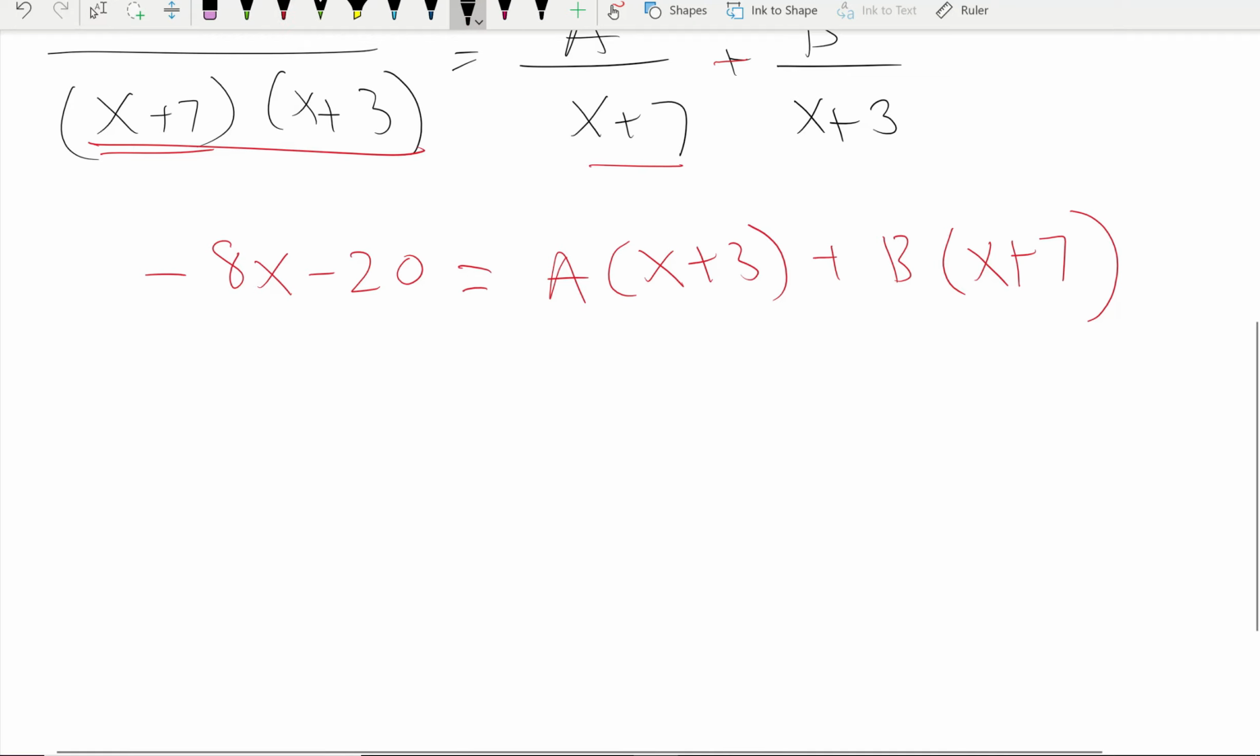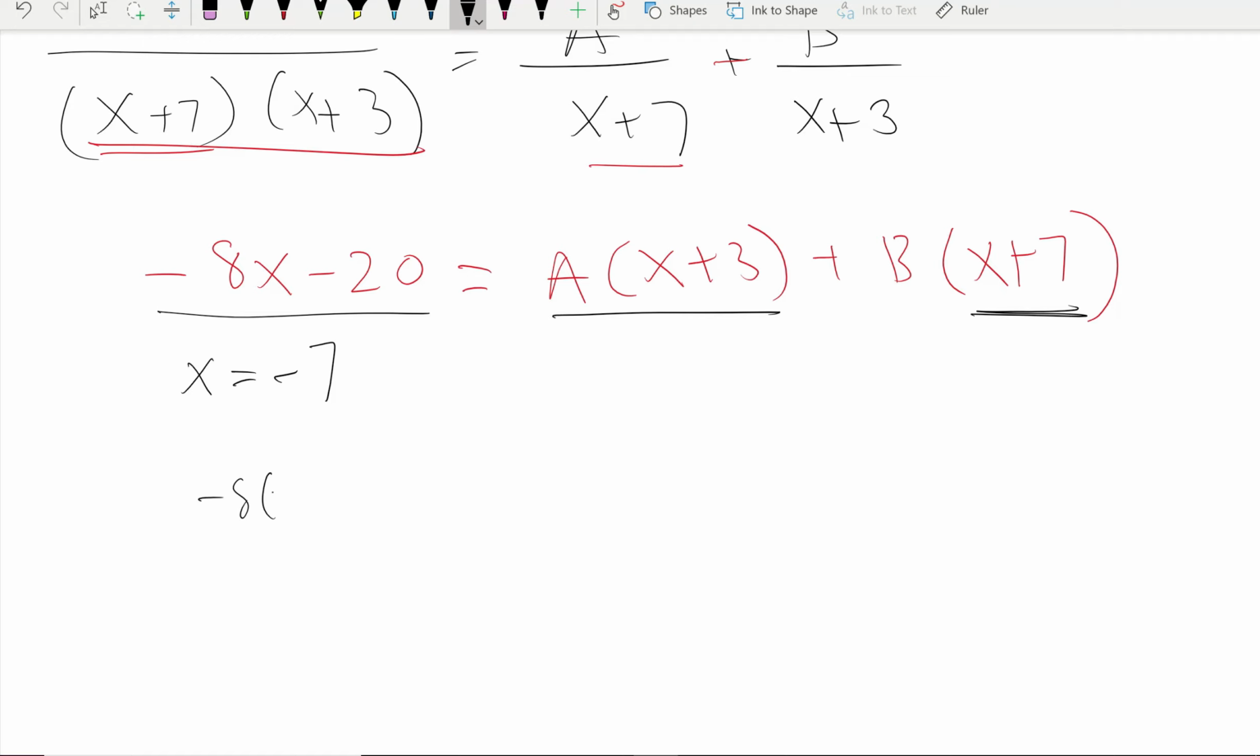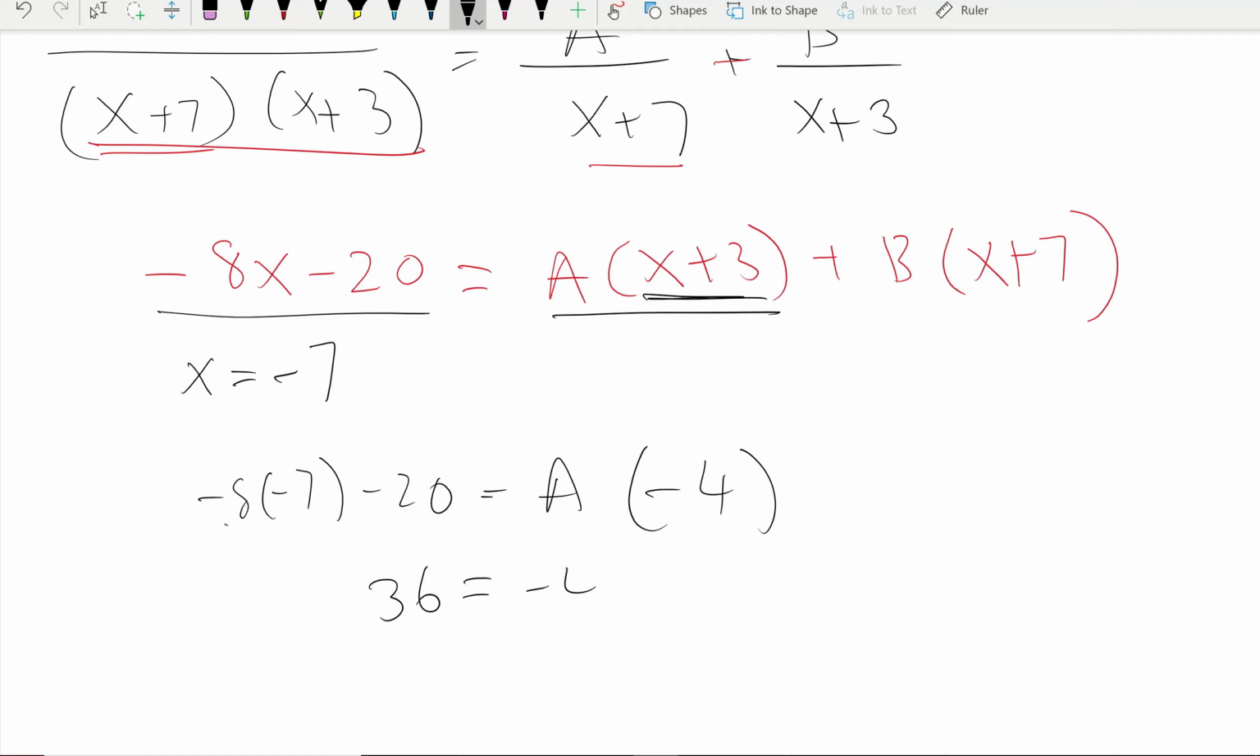Now, magic numbers. If you want to find A, what is the magic number? Choose X to be negative 7. That gets rid of B. So let's substitute negative 7. Negative 8 times negative 7 minus 20. A times negative 7 plus 3, what is it? Negative 4. Yes, this part is 0, right? Because negative 7 plus 7 is 0. Negative 8 times negative 7 is plus 56. 56 minus 20 is, let's see, 36. 36 equals negative 4A. So what is A? 36 divided by negative 4, negative 9. A is negative 9. See how easy it is?